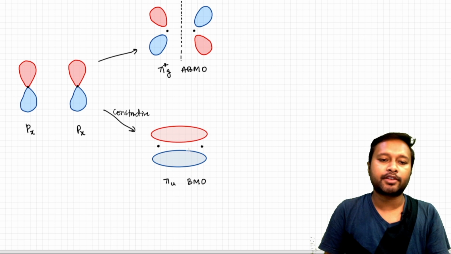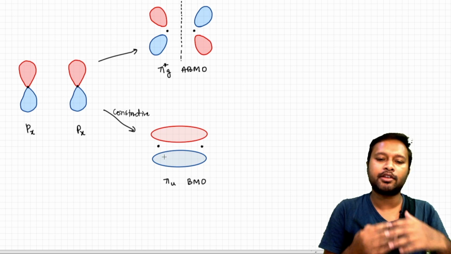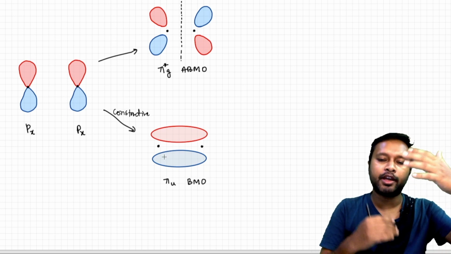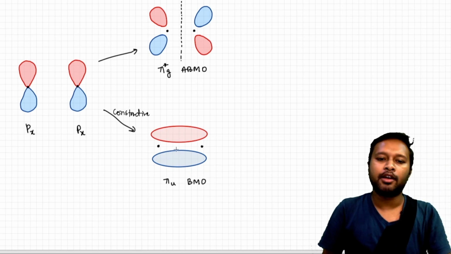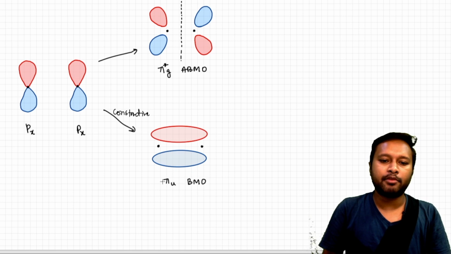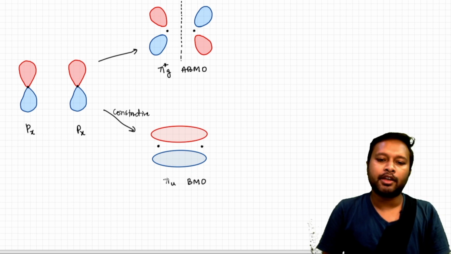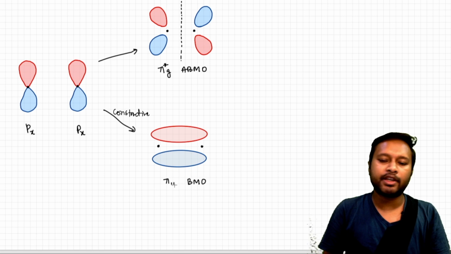So this is the constructive overlapping. The positive lobes are going to overlap on each other, the negative lobes are going to overlap on each other, forming a positive cloud and a negative cloud above and below the atom. So these dots are showing those atoms. Now if you see, this will be called a pi bonding molecular orbital. The parity of this will be ungerade because there is no inversion center here.